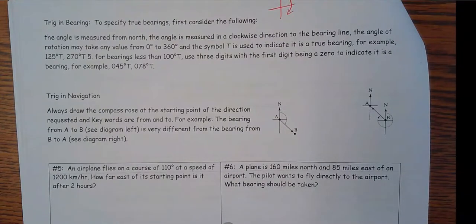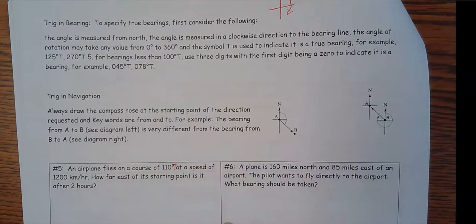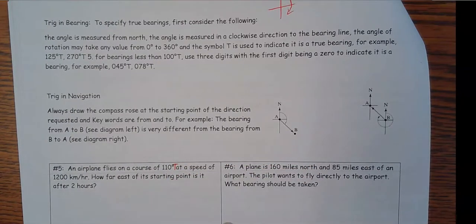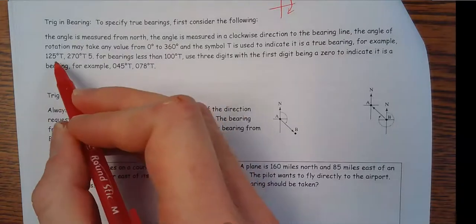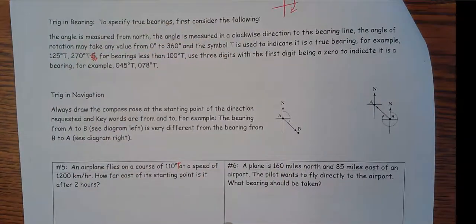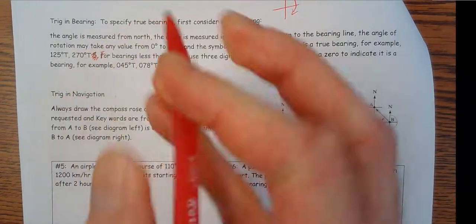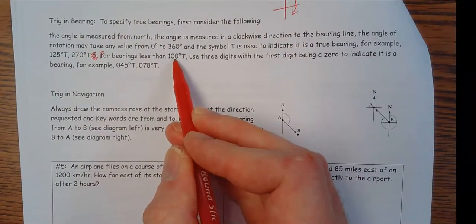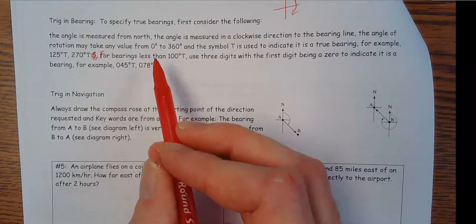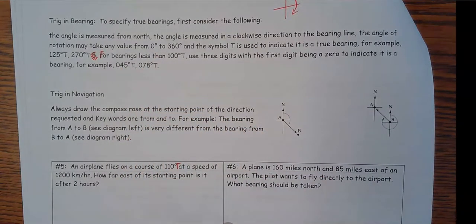The symbol T is used to indicate that it's a true bearing, and you notice in here I forgot to do that. Down here, I forgot to put a T there to show that it's a true bearing. But anyway, for example, 125T, 270T, and so on. For bearings less than 100, we use 3 digits. So instead of saying 45 degrees with a capital T, we say 045 or 078, just 3 digits. We try to always keep it 3 digits as we're writing it.